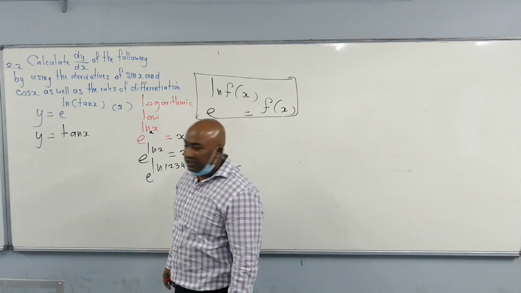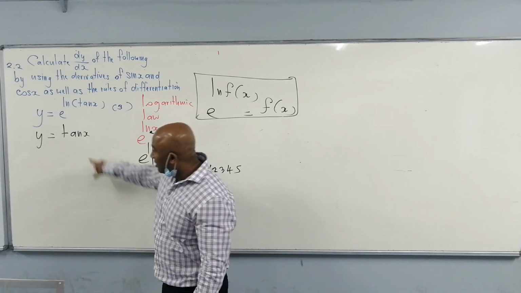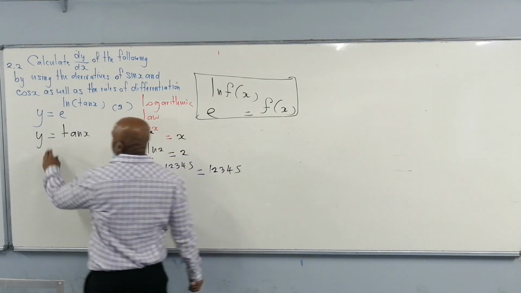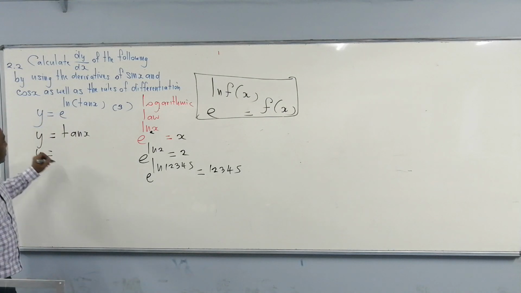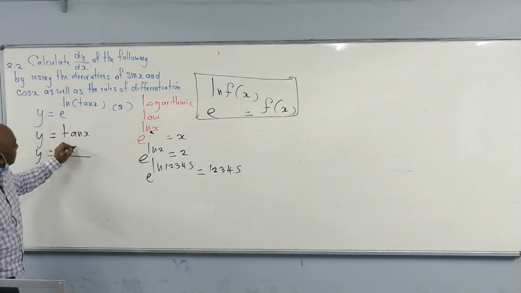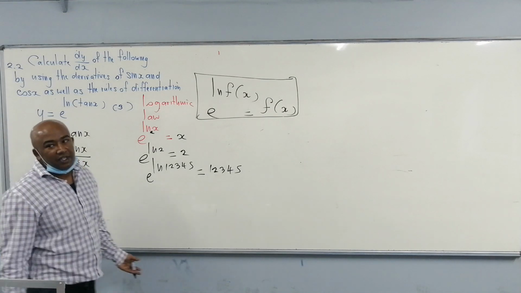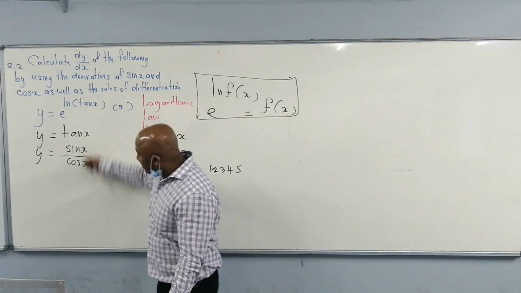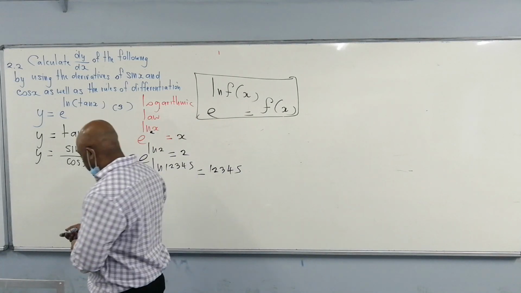Now, obviously, you know what to do. We need to use the derivatives of sine and cos, so we need to rewrite tan. So tan x can be written as sine x all over cos x. And then from here, simple. You know what to do. It is the quotient rule. We're going to be using the quotient rule.